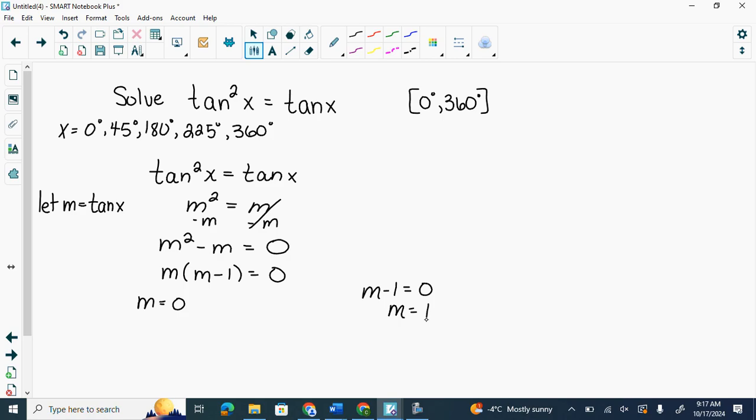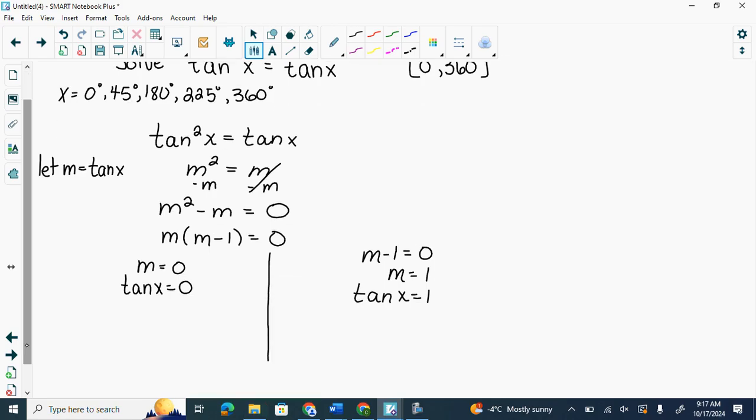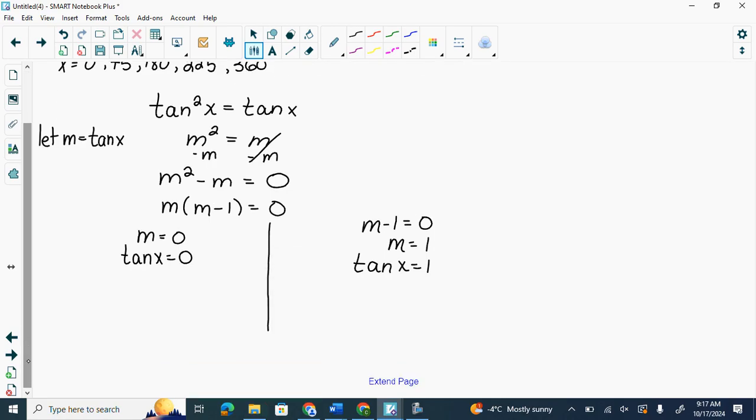Okay, what's m the same as? Tan x. Guess what? Tan x equals 0 is on our unit circle, and tan x equals 1 is on our unit circle. Tan is what divided by what? Y over x, or sine over cos, right? On our formula sheet it tells us that. So it's sine over cos.